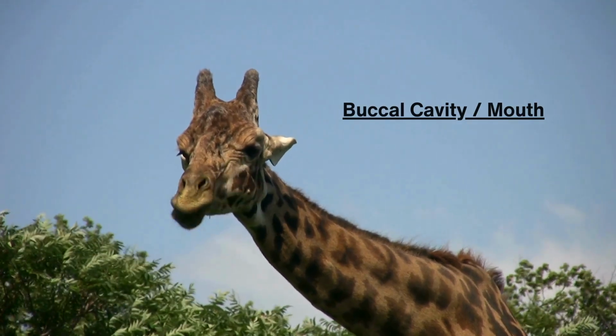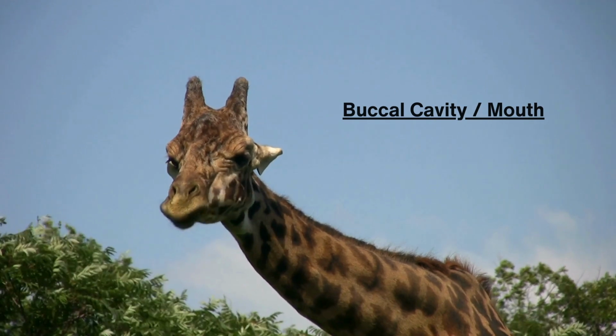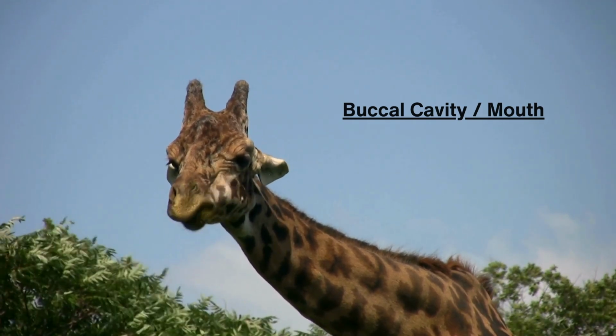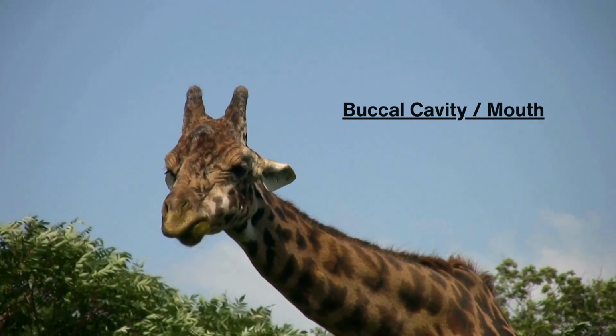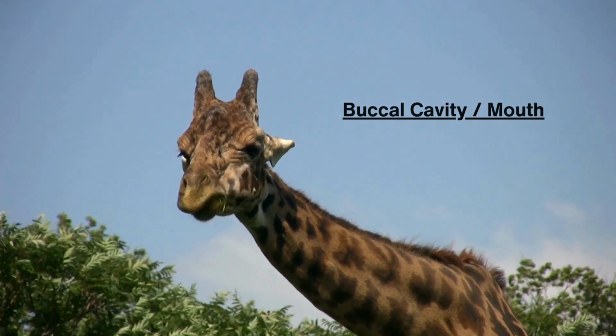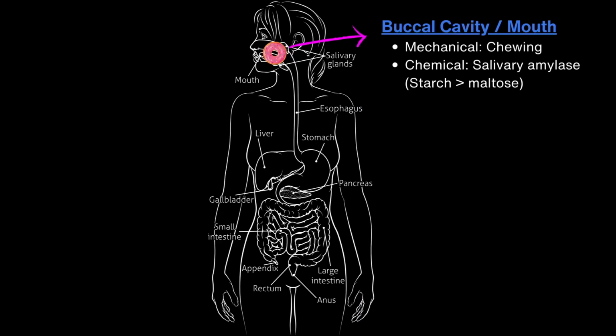So if we take it step by step, we're going to start in the buccal cavity or the mouth. So imagine, you can be the giraffe, but imagine eating some food and you can see there's already some mechanical digestion happening here. So in addition to mechanical digestion, which is chewing or grinding of the food, there is also chemical digestion. And in the mouth, this is due to salivary amylase, which is an enzyme released by the salivary glands. This breaks down starch into the disaccharide maltose.